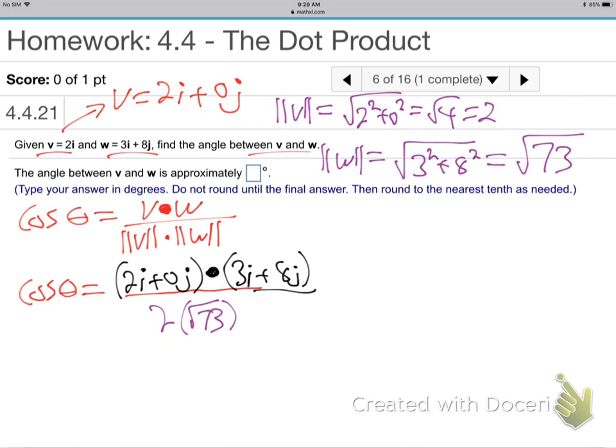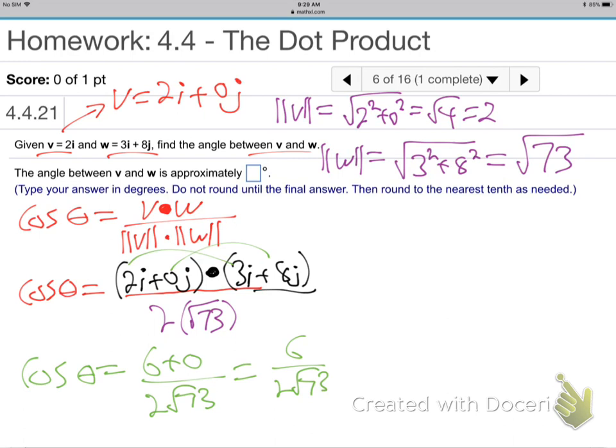All right. So then cosine theta is multiply. 6 plus 0, over 2 root 73, which is 6 over 2 root 73. You can simplify that and make it a 3 on the top, but you don't have to. Just hit the cosine inverse on your calculator. I'm not going to simplify it. I'm just going to hit the buttons on my calculator. Theta is cosine inverse of 6 over 2 root 73. I mean, you could write it as 3 over root 73. It'll work either way, though.